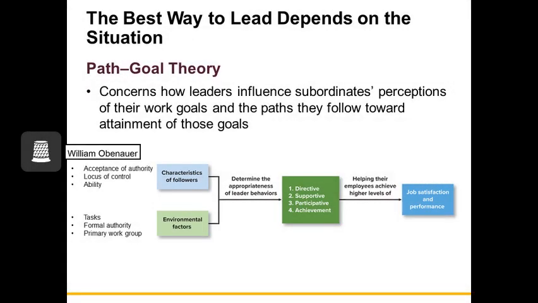Path goal theory of leadership states that a combination of follower characteristics and environmental factors help to determine the most appropriate leadership behaviors. When the appropriate leadership behaviors are used, job satisfaction and performance will be at their highest.